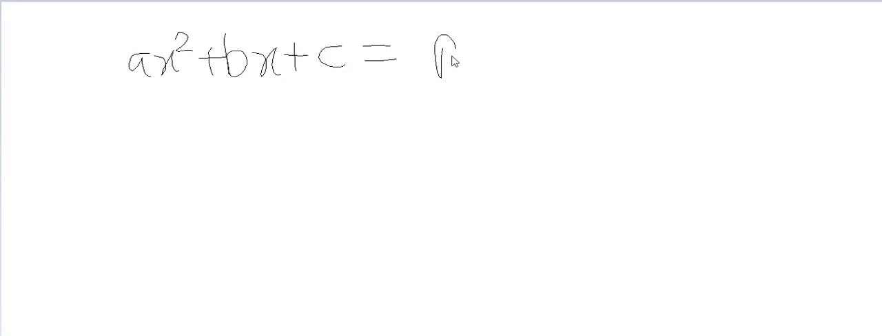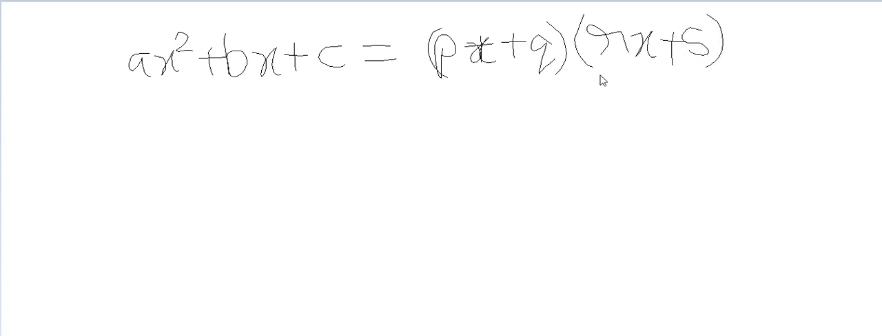We will see an application of the factor theorem and also learn some new identities. So let me take a quadratic polynomial ax squared plus bx plus c. Let its factors be px plus q and rx plus s. So I can write this quadratic polynomial as px plus q into rx plus s.